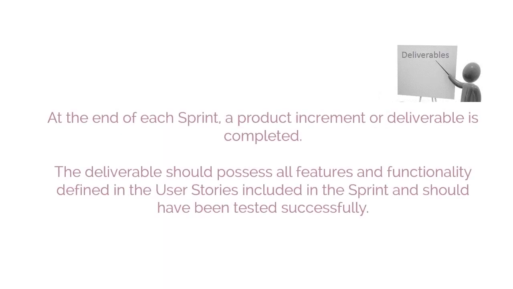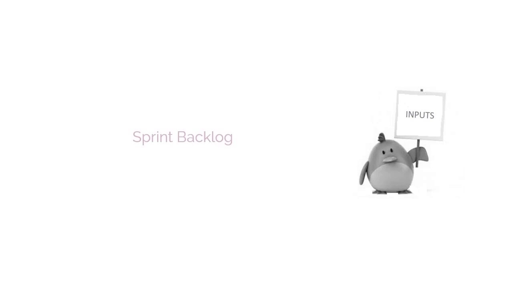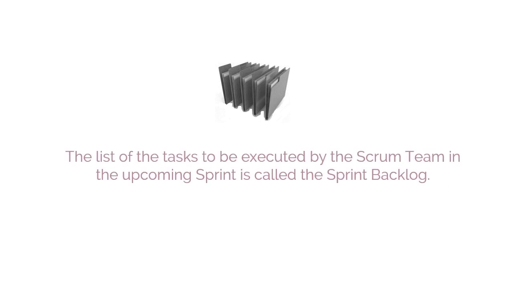At the end of each sprint, a product increment or deliverable is completed. The deliverable should possess all features and functionality defined in the user stories included in the sprint and should have been tested successfully. Next source of input is the sprint backlog. The list of the tasks to be executed by the Scrum team in the upcoming sprint is called the sprint backlog. We have the done criteria as another important source of input to discuss now.